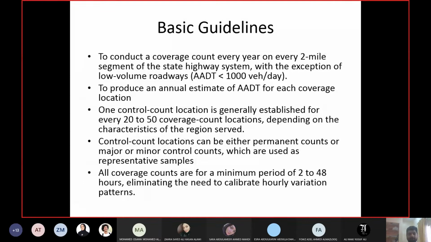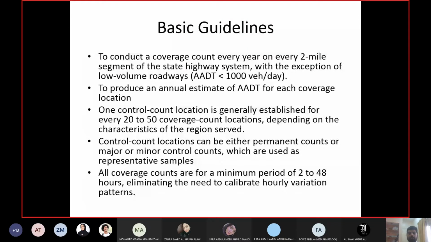You saw in the previous examples, since the data on the coverage location was for 4 hours, the data on the control location was also for 4 hours. If there was a 15-minute gap for the coverage location, then we also put a 15-minute gap in the control count location. So when we say we need ADT on coverage count location, that means we need ADT on the control count location as well. This is understood.